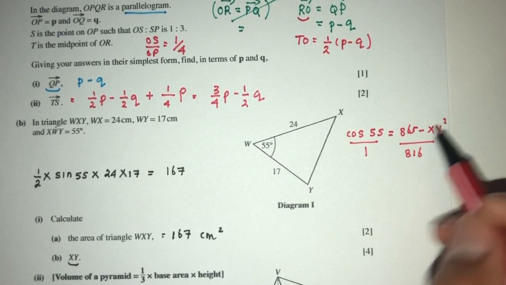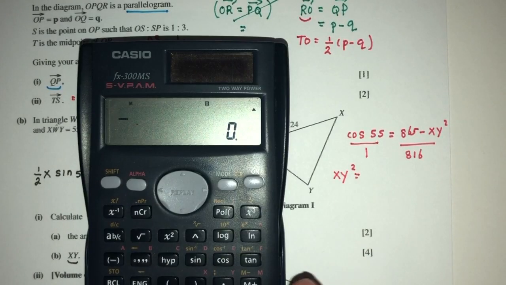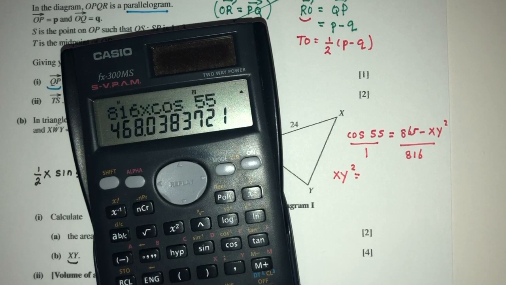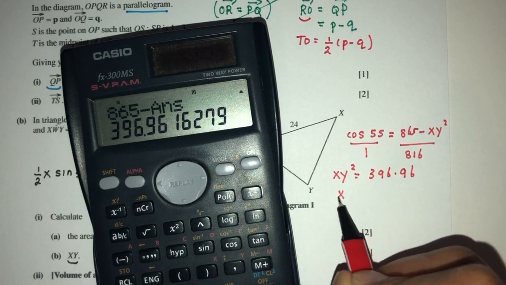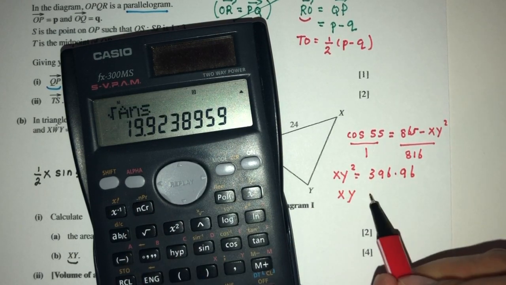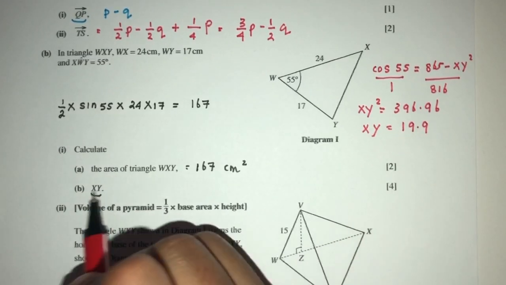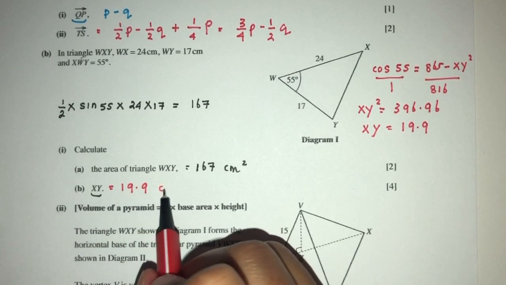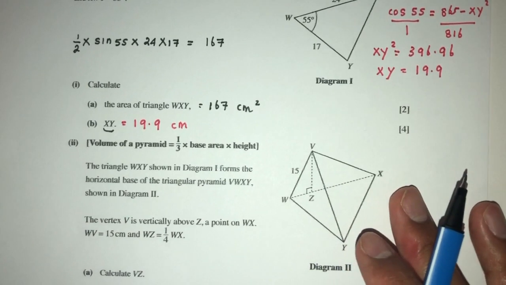Now we have to solve for this one. So XY squared will be what? That will be 816 times cos of 55. That will be this. So 865 minus answer, that will be 396 point this one. XY will be root of that. That will be 19.9. That will be your answer right here for XY. Let's move on to part 2.